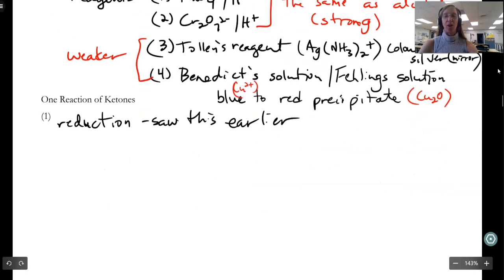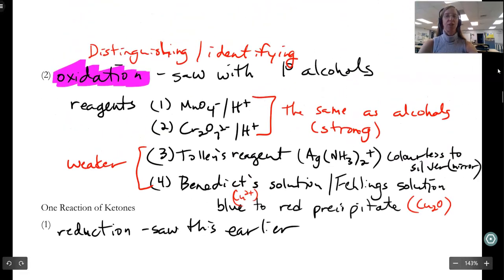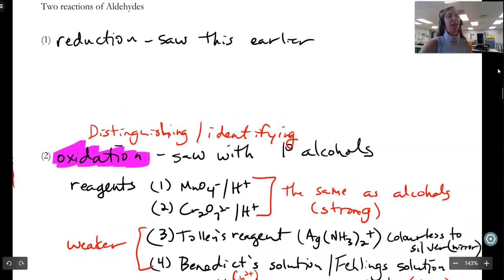So those are all of the reactions now, so many for alcohols and just a few for aldehydes and ketones. There's lots of practice in your book. We'll do some together and you can ask any questions if you want clarification.